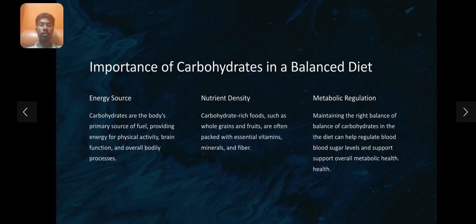Importance of carbohydrates in a balanced diet: energy source, nutrient density, metabolic regulation. Carbohydrates are the body's primary source of fuel, providing energy for physical activity, brain function, and overall body processes. Nutrient density: carbohydrate-rich foods such as whole grains and fruits are often packed with essential vitamins, minerals, and fiber. Metabolic regulation: maintaining the right balance of carbohydrates in the diet can help regulate our blood sugar levels and support overall metabolic health.